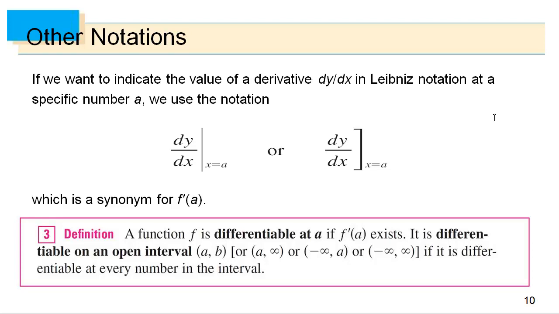We do, however, have one other definition to worry about. We know a function f is differentiable at some point a if the derivative at that point exists. It's differentiable on an open interval, meaning from the points a to b, or from a out to infinity or negative infinity to a, or even if we want the open interval to be all numbers, negative infinity to infinity, if it is differentiable at every number on that interval. So duh, right? We're just basically defining what it means to be differentiable. It just means that the derivative exists at that point. And if it's differentiable on an interval, then that means we can calculate the derivative at every point in that interval.